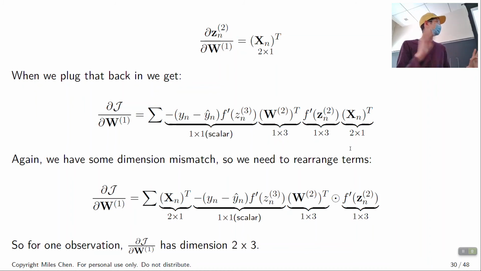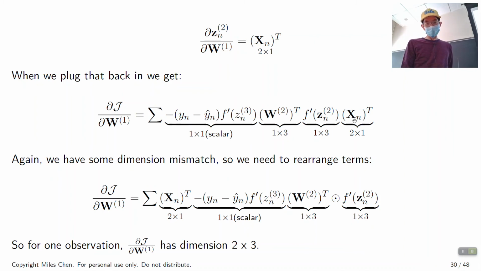Now none of the dimensions are lining up. What we want is the derivative of this with respect to W1. We want this to be a 2 by 3 matrix, because W1 is a 2 by 3 matrix. So how are we supposed to do this?